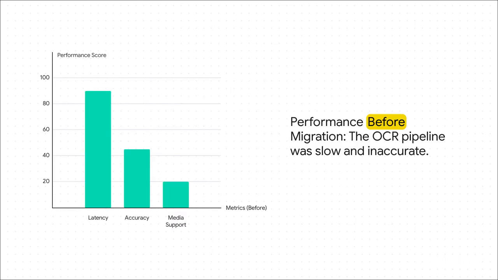So this is a snapshot of where they were before. Latency was high because of that two-step process. Accuracy was in the gutter because of all those extraction errors we talked about. And of course, they could barely support the different kinds of media their users were actually trying to upload.